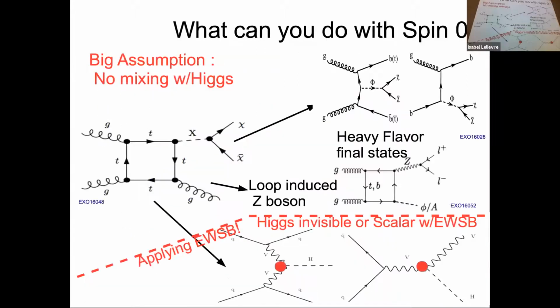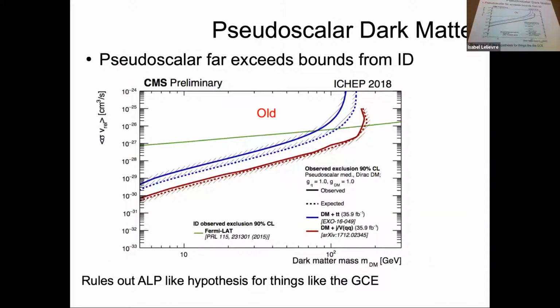Sorry, for that last part, are we assuming some mediator mass in relation to the dark matter? Yeah, so the couplings are fixed. This y-axis is the mediator mass.